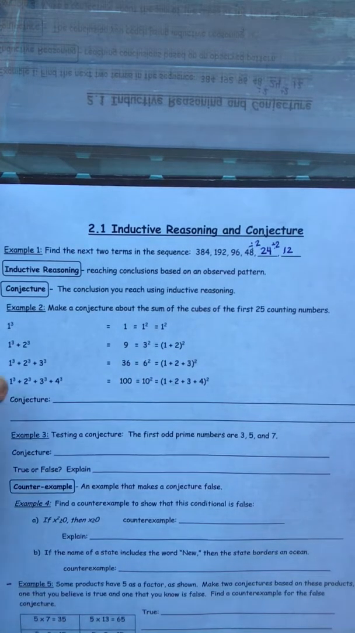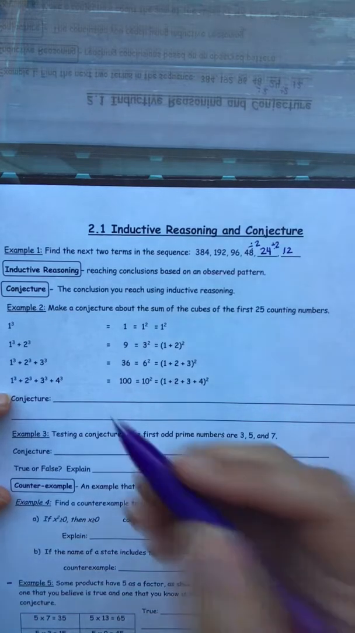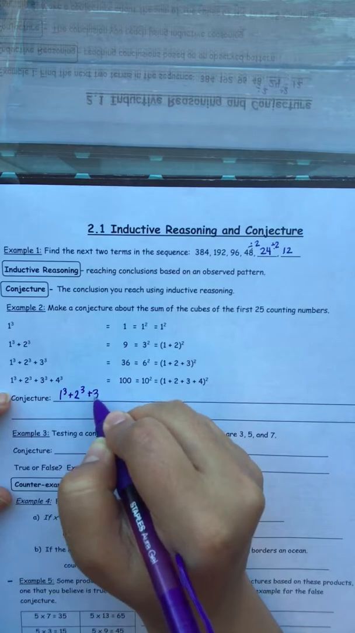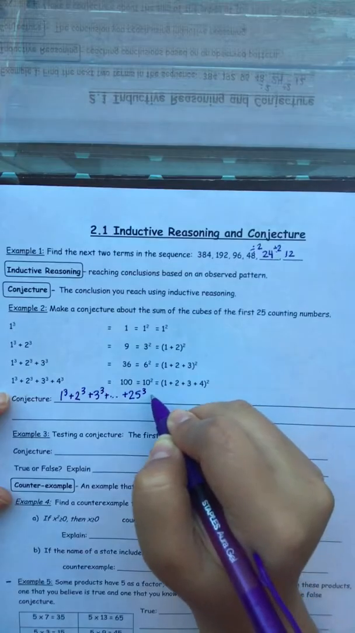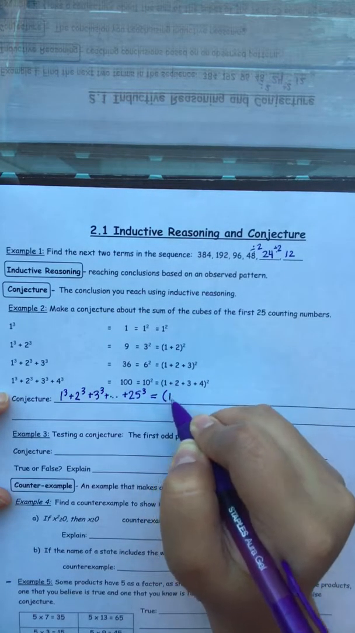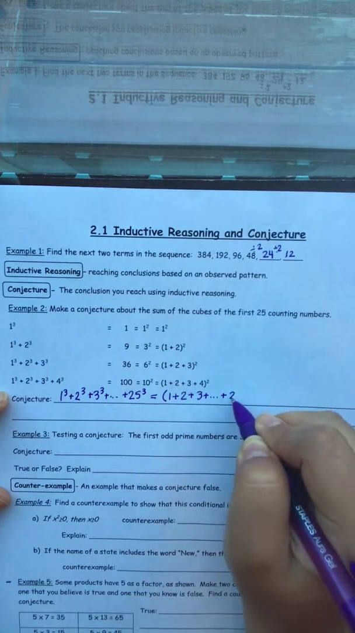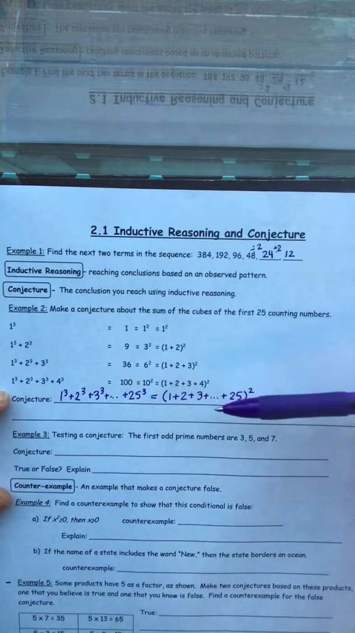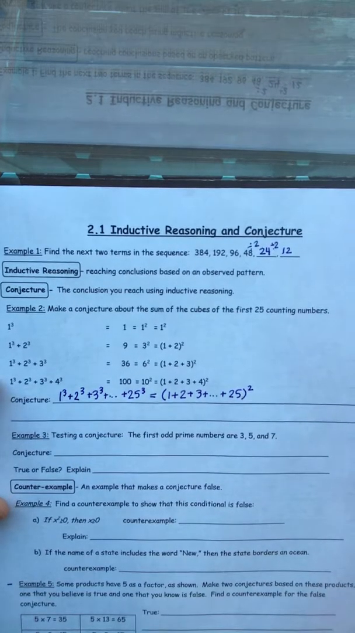So it almost looks like instead of cubing them as individuals, we can take their sum and then square that sum in the end. So the conjecture here is that the sum of the first 25 counting numbers cubed, so let me write this out, is going to equal the sum of each of those counting numbers added together first, and then you take that quantity and square it. So what we did is we observed a pattern and we made a prediction. We're going to look at testing our conjectures in example 3.